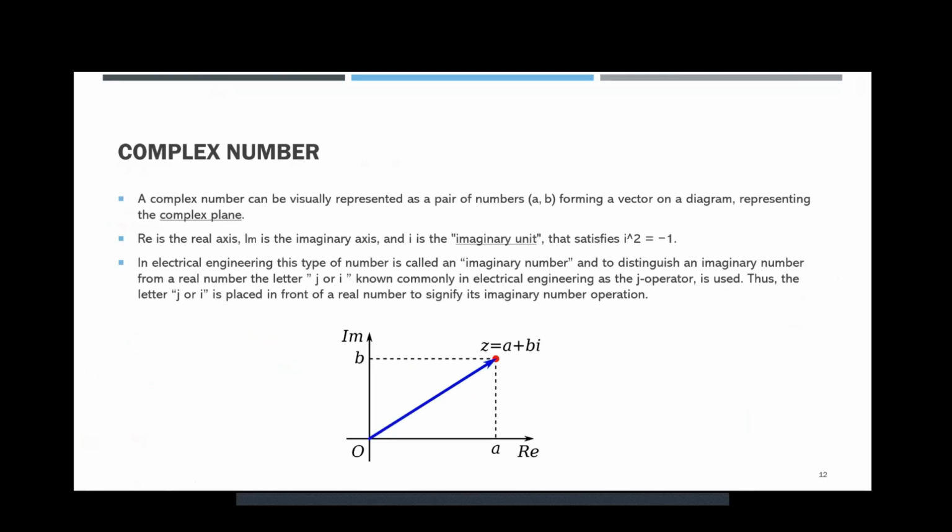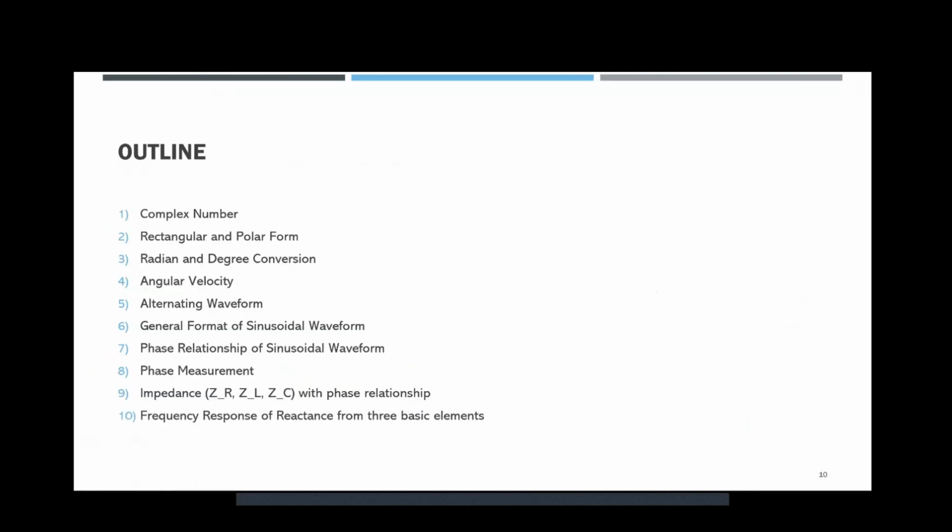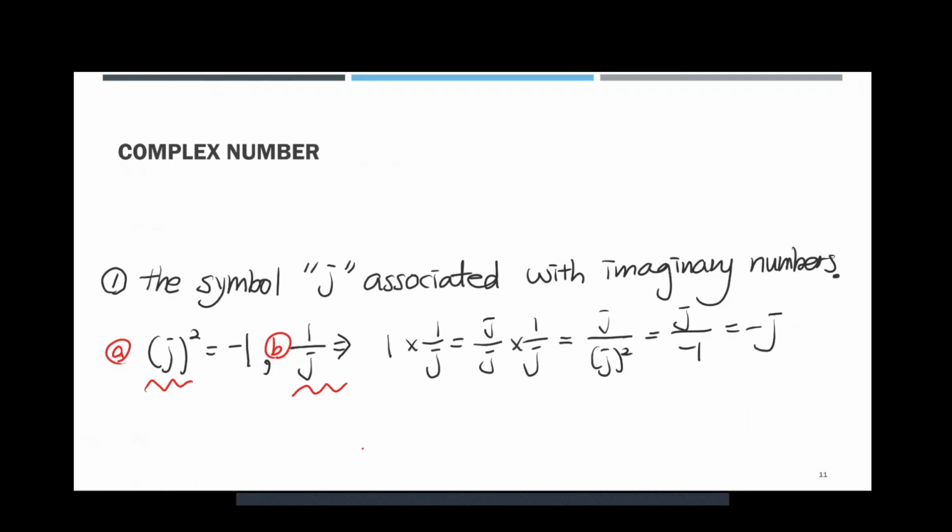Go back. Okay. So for chapter 1, we're going to learn about the 10 topics here. The first is the complex number, which is very important. It's the symbol i associated with the imaginary numbers. That is the two types of characteristics of importance.